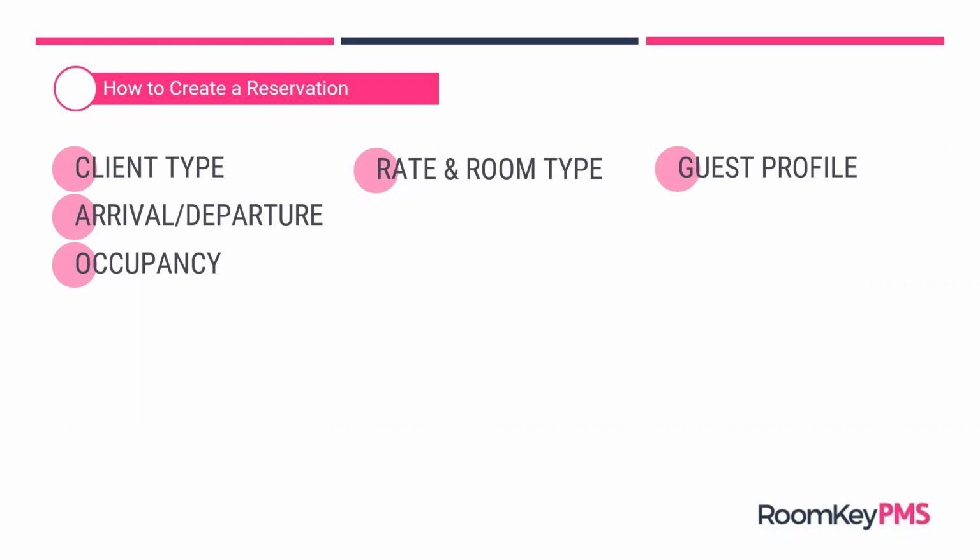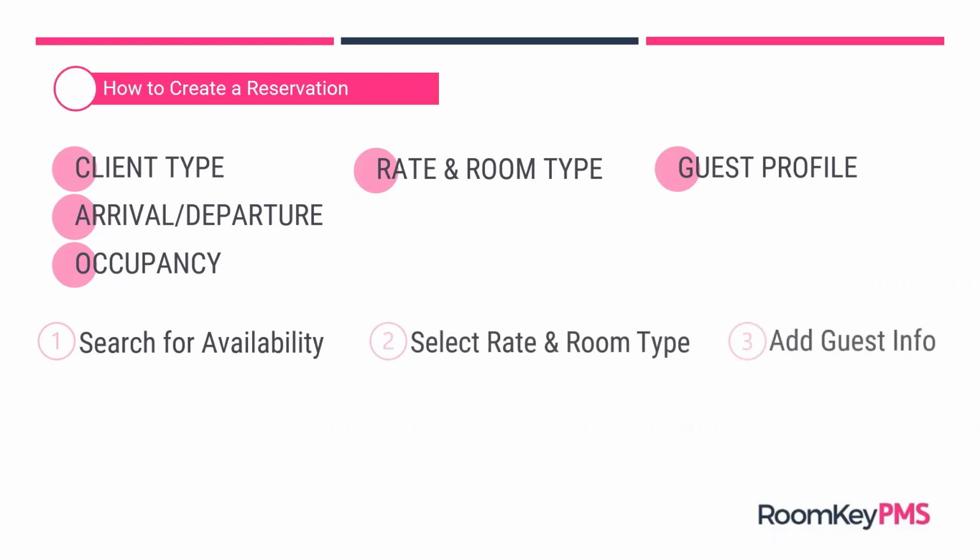Now, this is usually answered whenever you ask a guest what brings them to the hotel. So you might have a guest call in and state that they're traveling on a family trip. They've got a certain arrival and departure date, and they're traveling with 2 adults and 2 children. So that would give you enough to start a reservation or to start a search for availability.